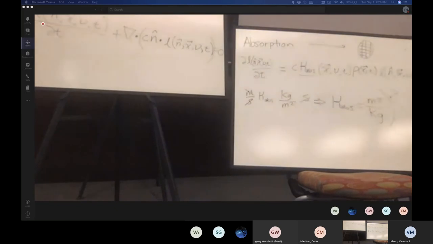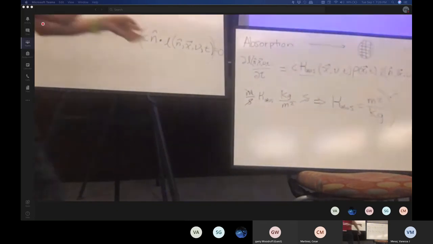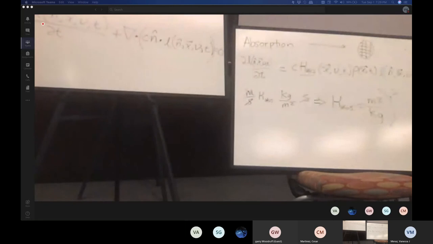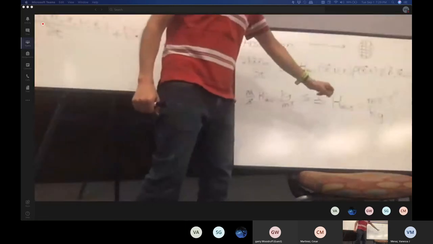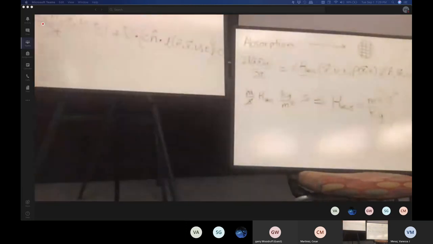So any physical theory that you want to plug in here, a theory of absorption, has to satisfy these equations. So in that sense, it's pretty fundamental. It doesn't tell you what the specific physics are, but it tells you how they should behave. So that's kind of cool. All right, so I guess I will stop there. I'll ask one more question.